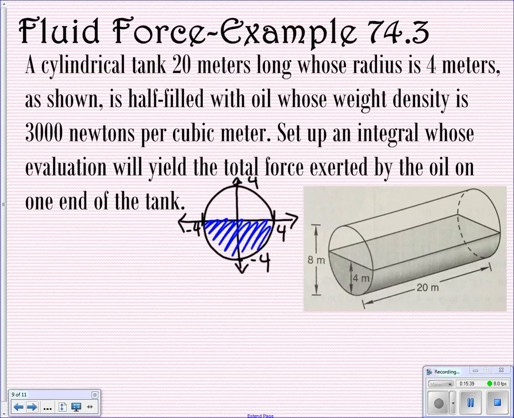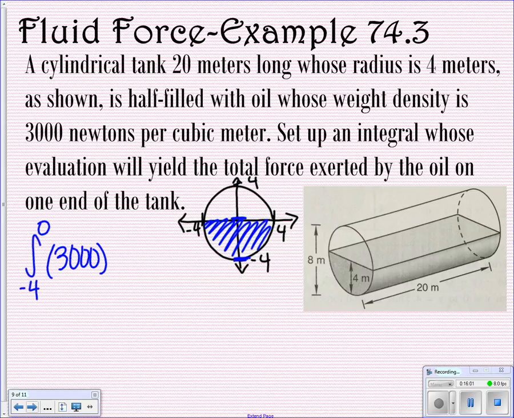So we want to set up an integral. We start with our endpoints. Well, the fluid is going from -4 to 0. So that's going to be our endpoints, -4 to 0. Then we're going to have the weight density. The weight density here is 3,000. And now we have to do the height.